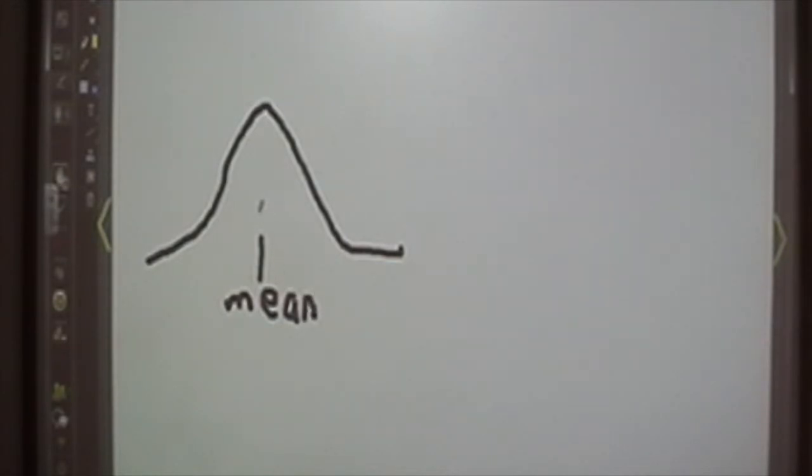It would be right in the center. It's symmetric. It goes on. Have you seen a curve like that? Bell curve is another name for it. And the standard deviation, this picture is not very good, but the standard deviation is related to it: exactly one standard deviation from the mean is exactly where an inflection point happens, where it goes from concave down to concave up.